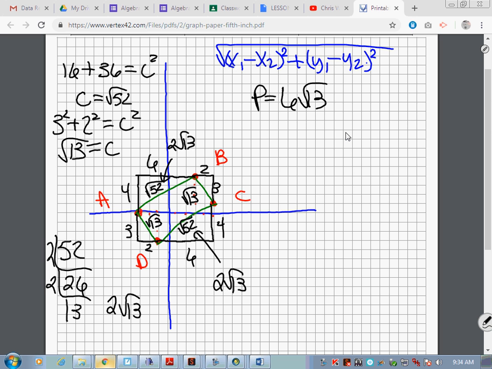Now let's see if we can find the area. How do I find the area of a rectangle? Base times height, or length times width, right? So what am I multiplying here?